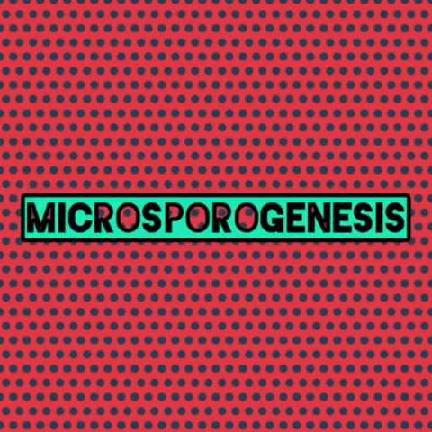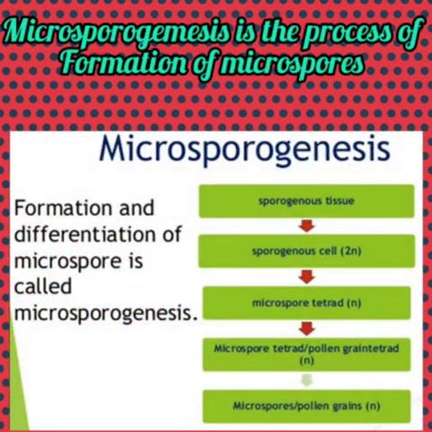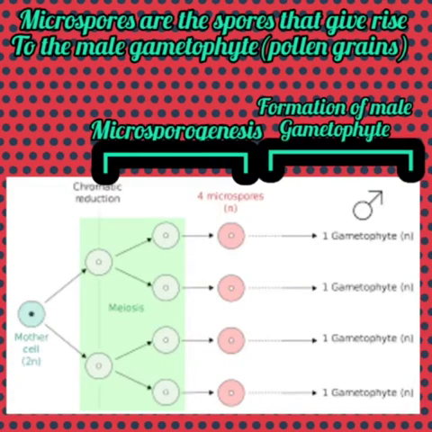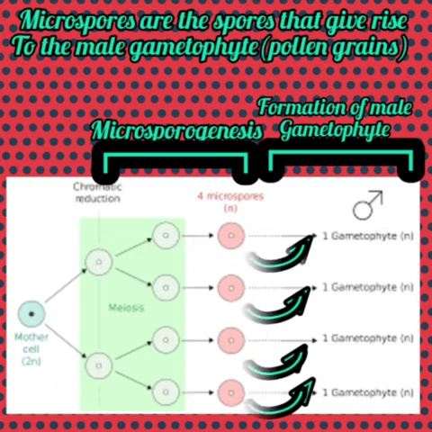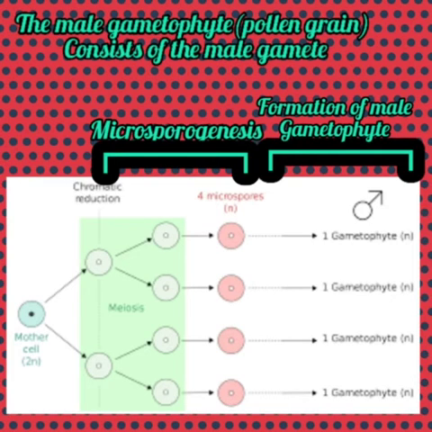Hello students, so today in this video we will be studying about microsporogenesis. Students, microsporogenesis is the process of formation of microspores. Microspores are the spores that give rise to the male gametophyte, which is the pollen grain. The male gametophyte consists of the male gamete. That is, the pollen grain will contain the male gamete.